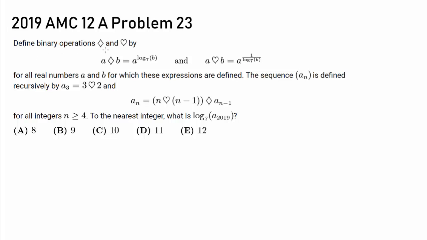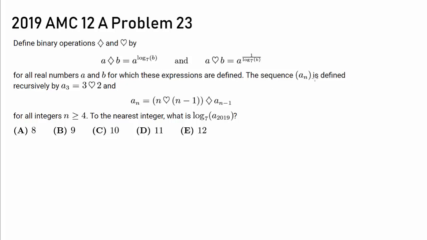We're defining binary operations diamond and heart by a diamond b is a to the power of log base 7 of b, while a heart b is a to the same power, except we're taking the reciprocal this time. And this is defined for all real numbers a and b for which these expressions are defined.